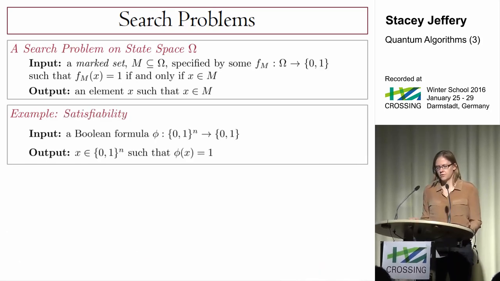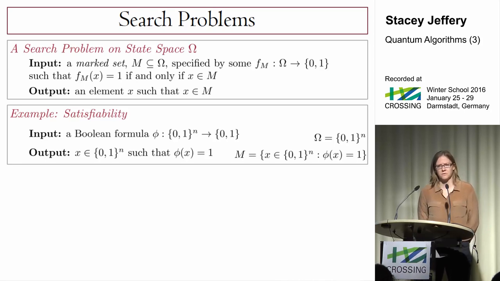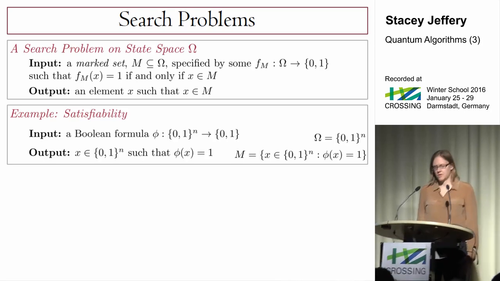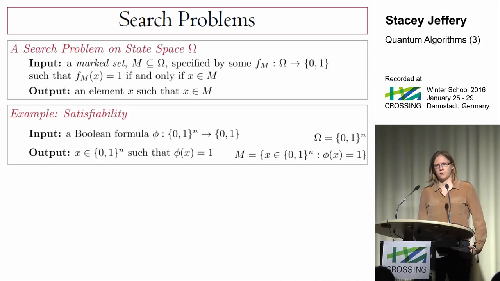Okay, another important example is satisfiability. For satisfiability, the input is a Boolean formula, phi, and you want to output some string x that satisfies phi. That means that phi of x equals 1. Here, our search space is all n-bit strings, and the marked set is all n-bit strings that satisfy the formula phi. Notice that any NP problem can be phrased as a search problem, where we can just consider searching for a certificate.